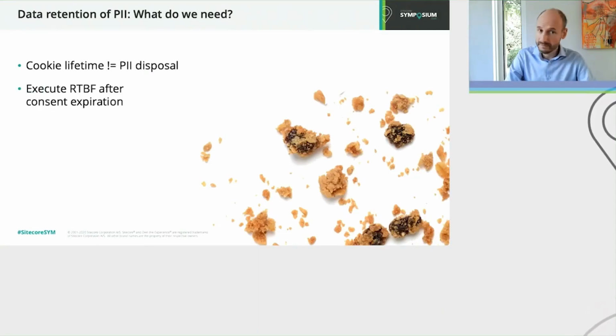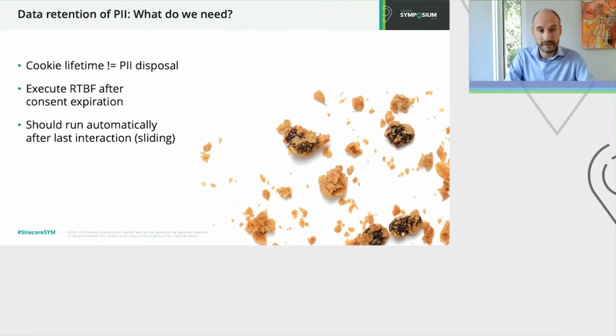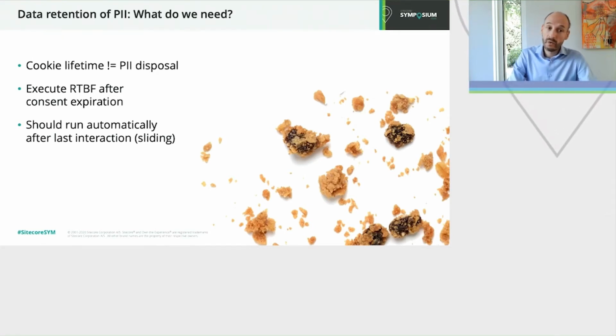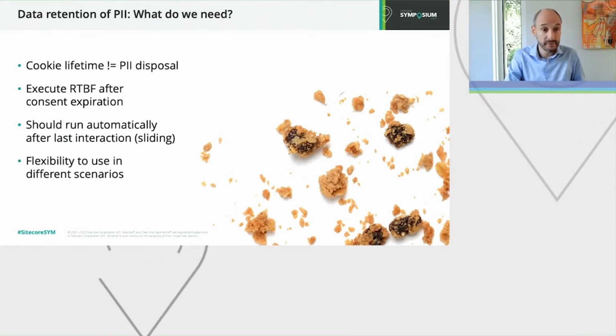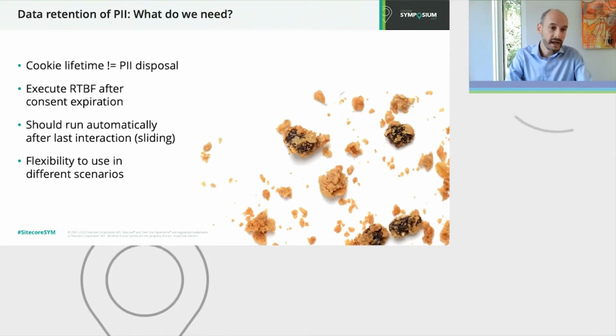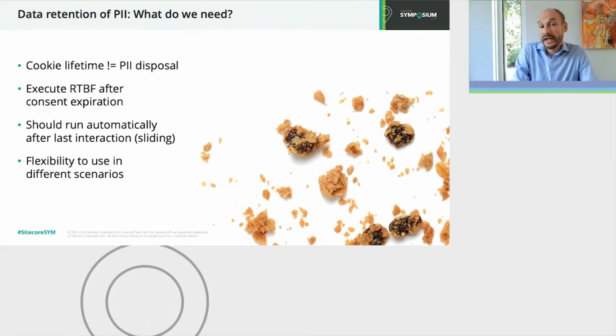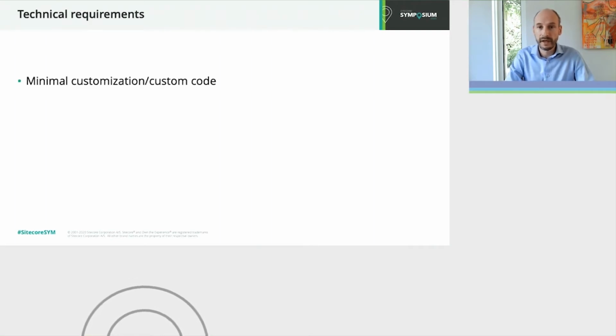So what do we need? We need to know that cookie lifetime doesn't equal PII disposal. We need to execute the right to be forgotten right after the consent expires. We should run this automatically after each last interaction and make it sliding. And we should, or at least want, the flexibility to use this in different scenarios as well.